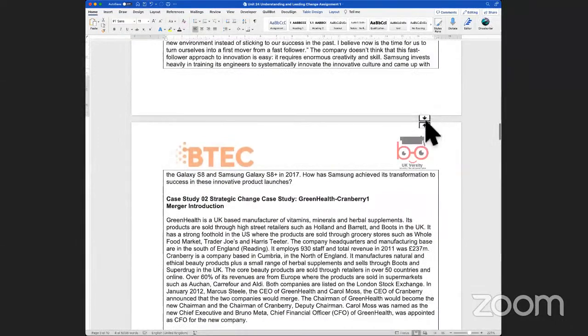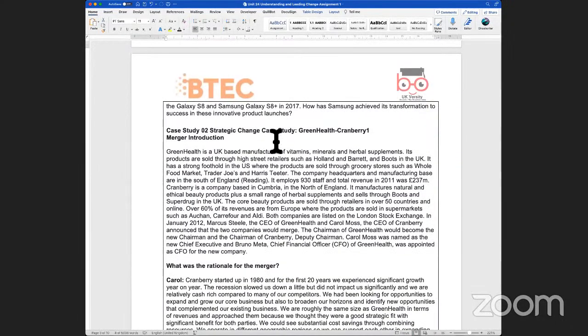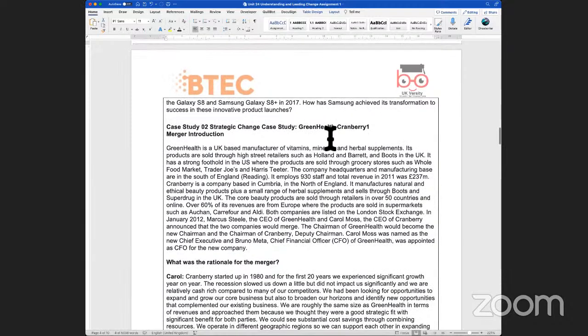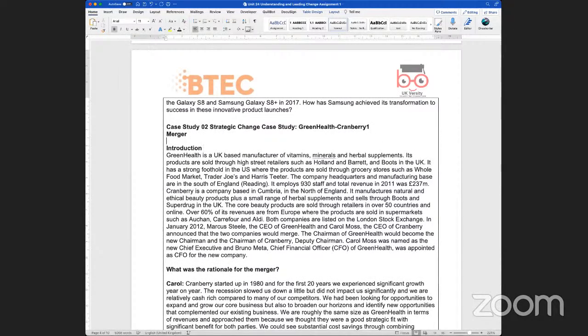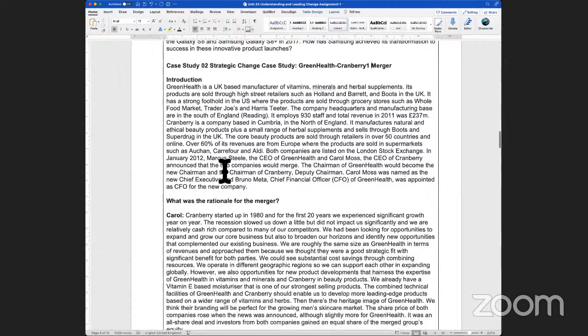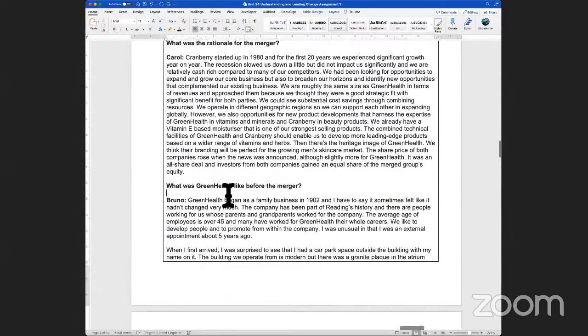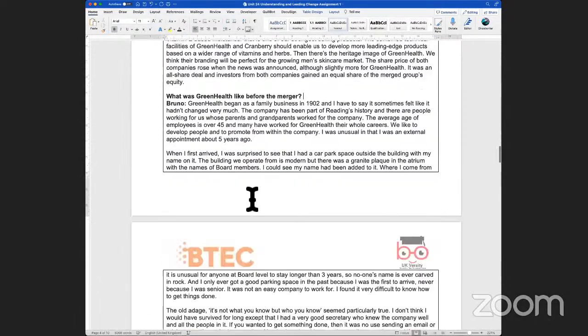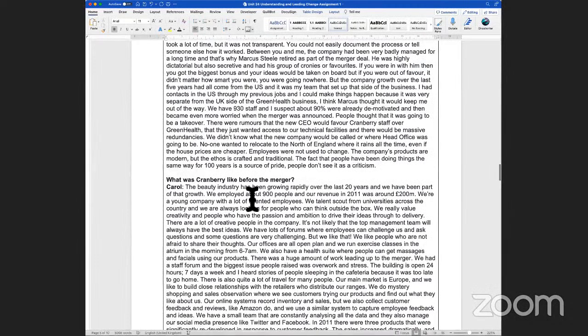The second case study looks at a strategic case study, which is about a merger. This company, Green Health, is undergoing a merger with Cranberry, and we are studying the 2 companies and how they have decided to merge. This case study breaks the details up into an introduction, the rationale of the merger, what Green Health was doing before the merger, and how Cranberry and Green Health's collaborative working would work under the merger.